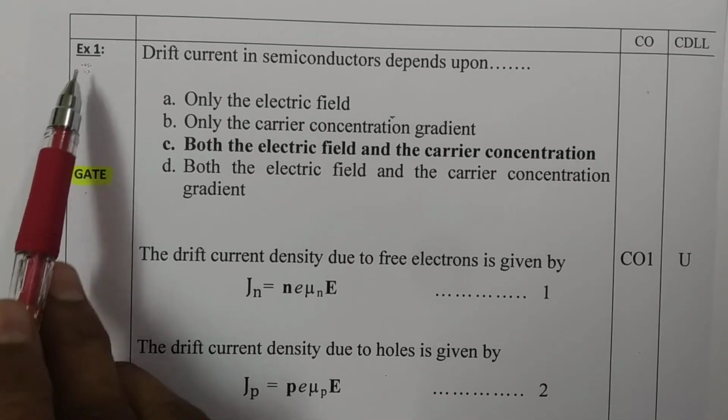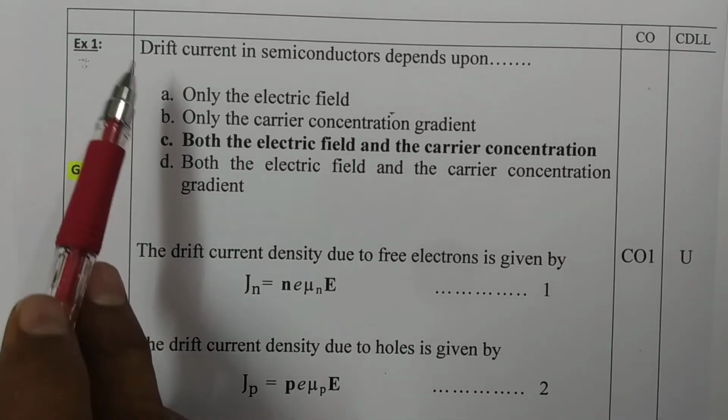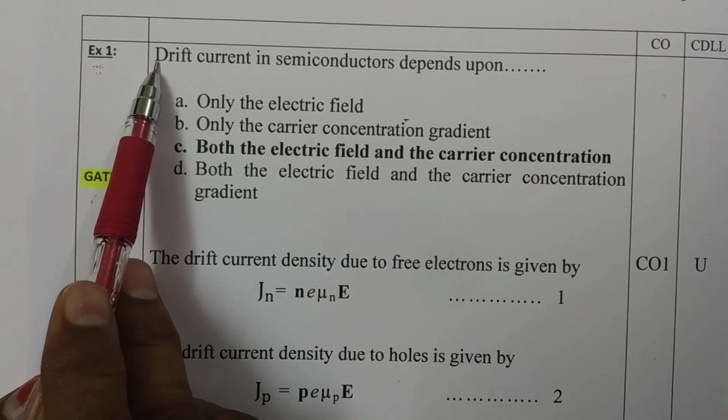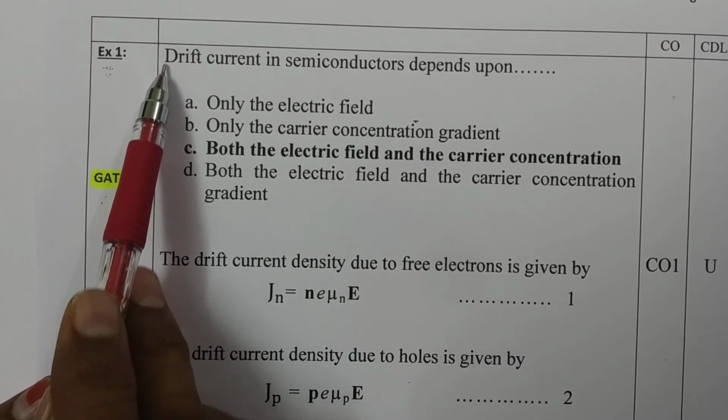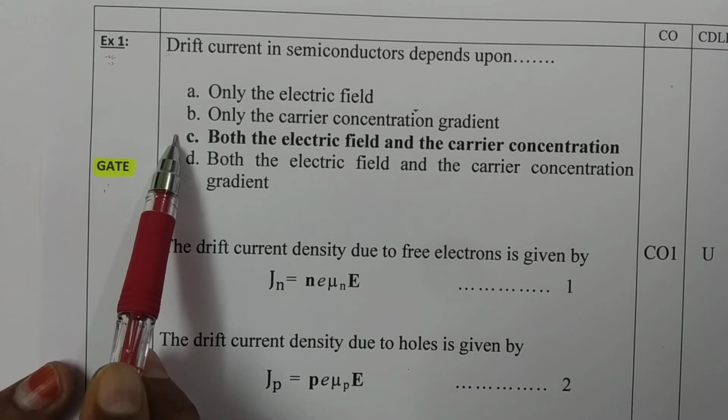Exercise 1, previous GATE problem. Drift current in semiconductors depends on both the electric field and the carrier concentration.